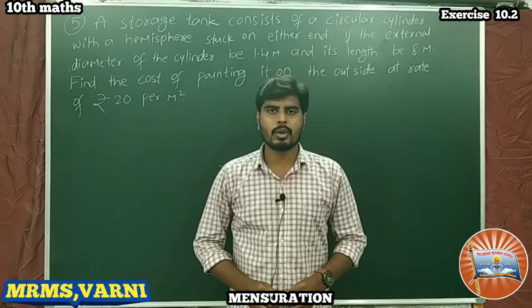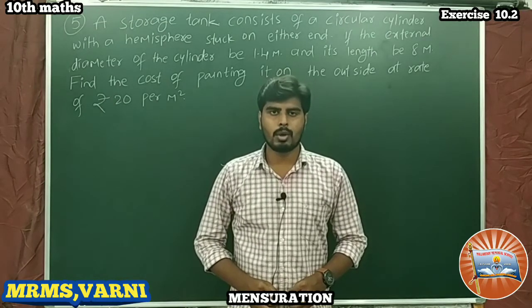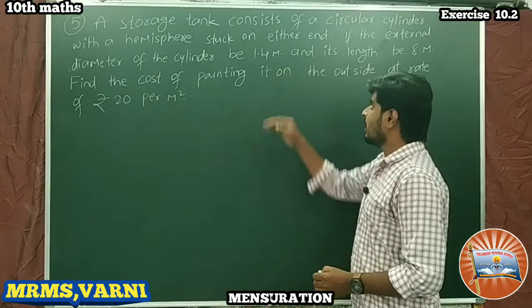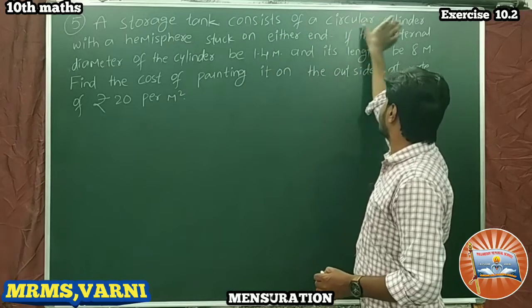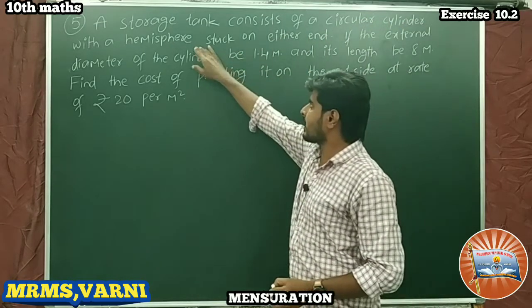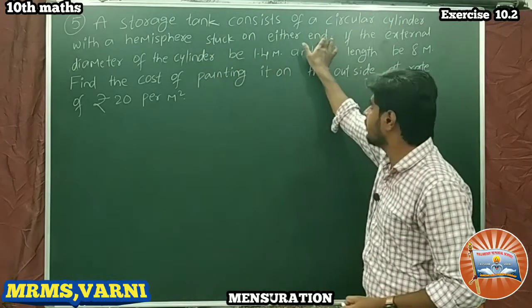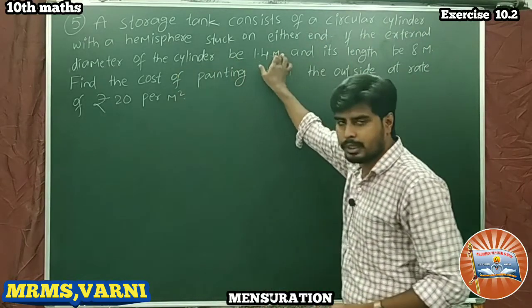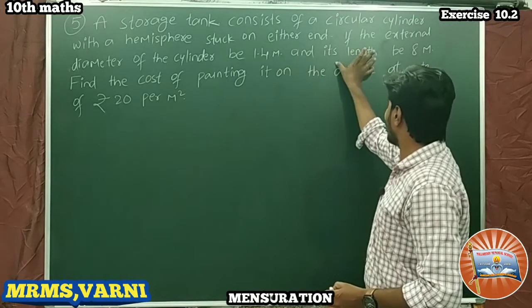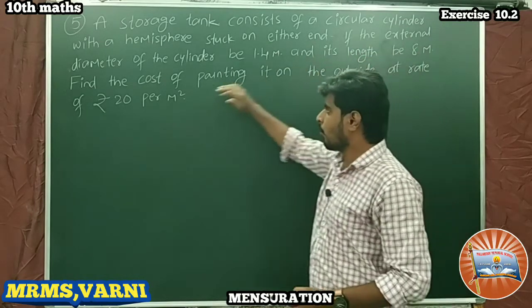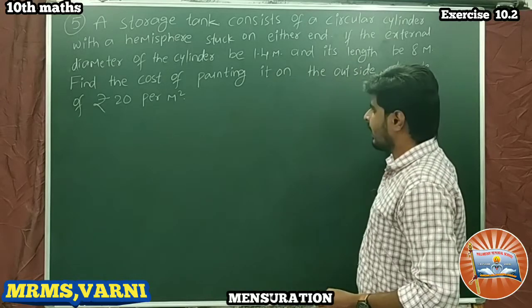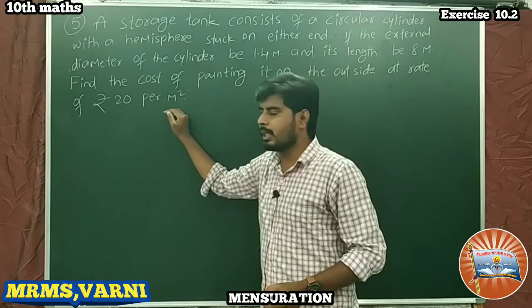In this video, we are going to solve exercise 10.2, problem number 5. Look at the question. A storage tank consists of a circular cylinder with a hemisphere stuck on either end. If the external diameter of the cylinder be 1.4 meter and its length be 8 meters, find the cost of painting it on the outside at rate of 20 rupees per meter square.